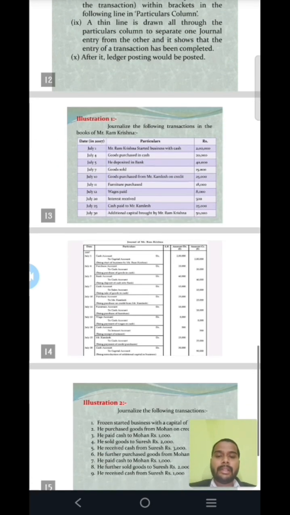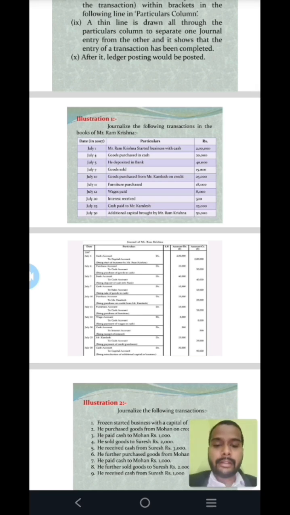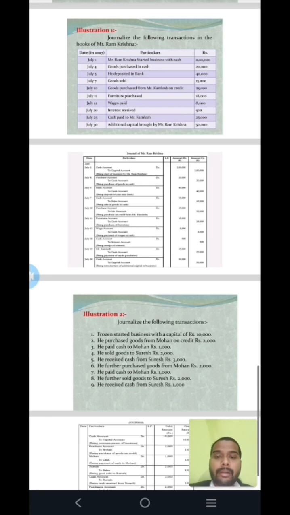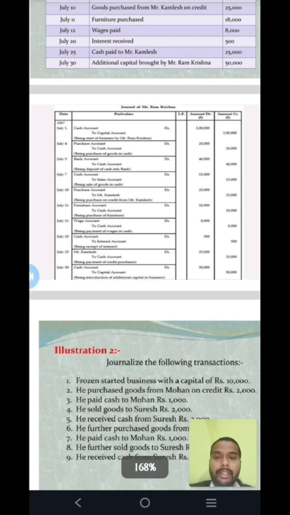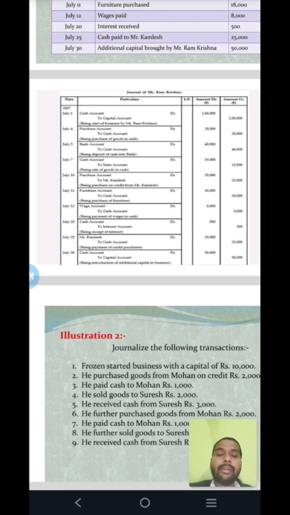There are many steps. Then we can take illustration 1 and pass the journal entries. Journalize the following transactions in the books of Mr. Ramakrishna. July 1st: Mr. Ramakrishna started business with cash of 2 lakh rupees. So the journal entry on July 1: cash account debit to capital account, being started business by Mr. Ramakrishna. The 2 lakh is the amount debited and 2 lakh is credited.